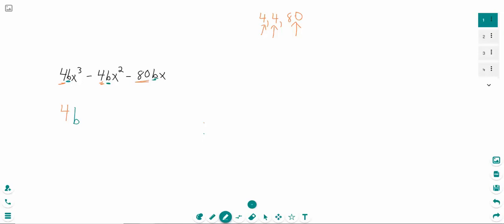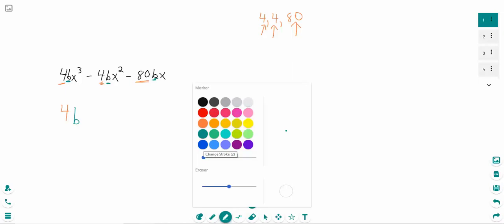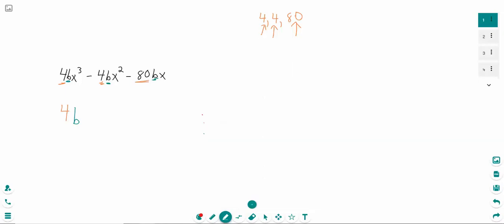Well, let's take a look at our other variables. We have an x in this term, we have an x in this term, and we have an x in this term. So sure enough, we have x's in all three terms. So how many x's could we pull out? Well, this one has 3, this one has 2, this one only has 1. So the only thing that's common between all three is just one of them. So we pull out 1x. Okay?